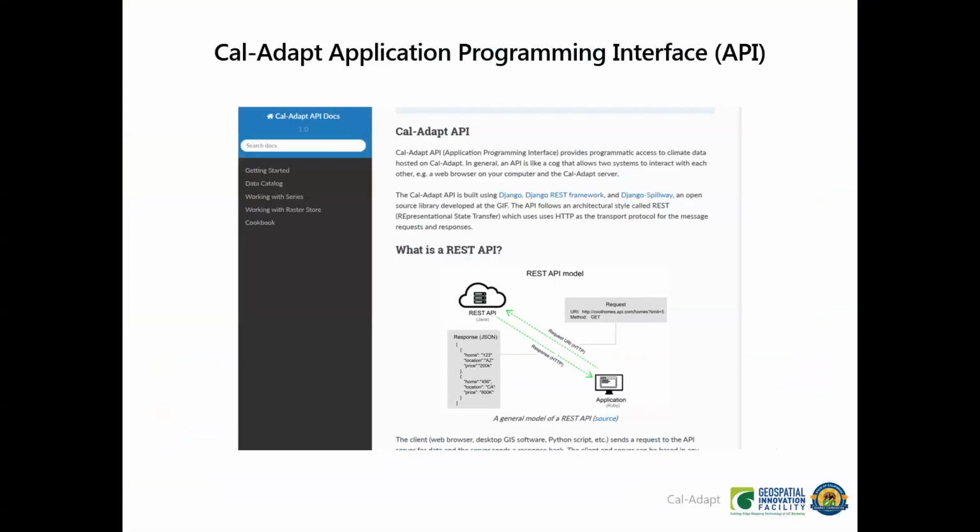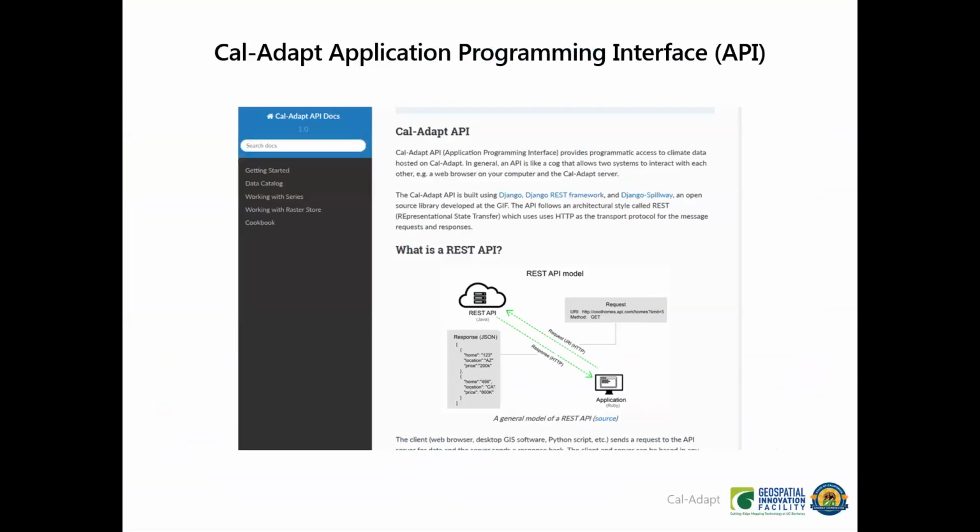So with that, I'm going to talk a little bit about the web architecture of CalAdapt. I'm not going to go into this in too much depth, but I think it is really helpful for people to understand where the data is and what the capabilities of working with the data are. One of the things that we're really excited about with CalAdapt is that we have built a free and open application programming interface, or API.